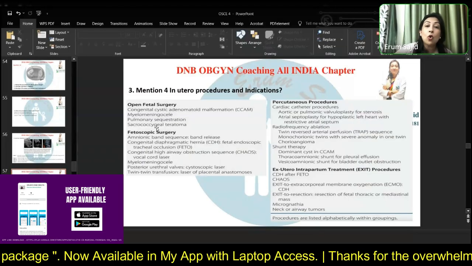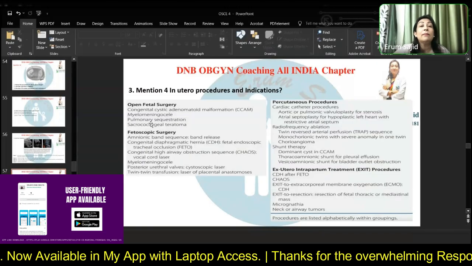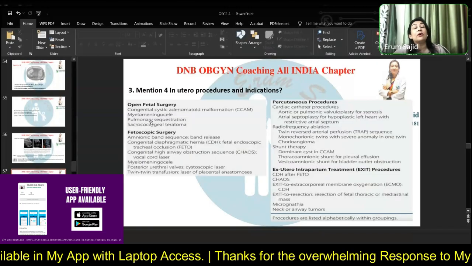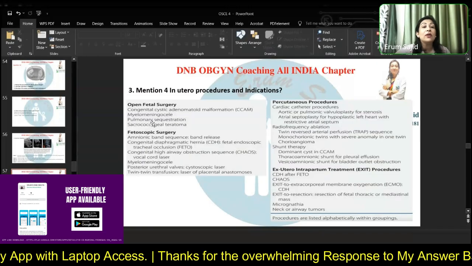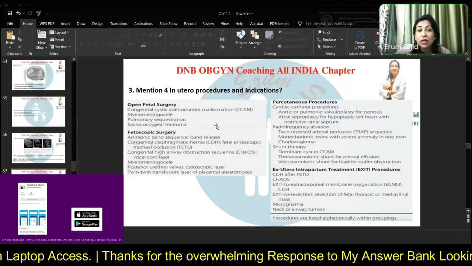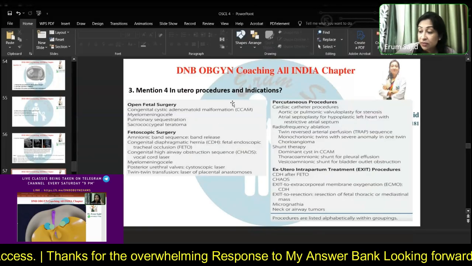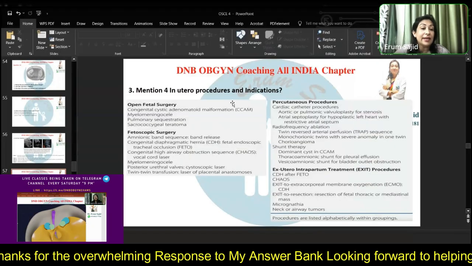And then, of course, you do frank open fetal surgery. You do it in myelomeningocele or in sacrococcygeal teratoma. We have to take it out and then take out the baby. So these are certain in utero procedures, and these are the indications.